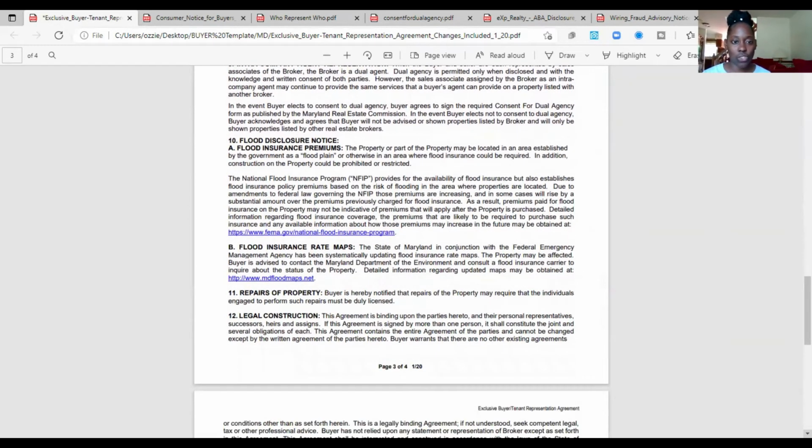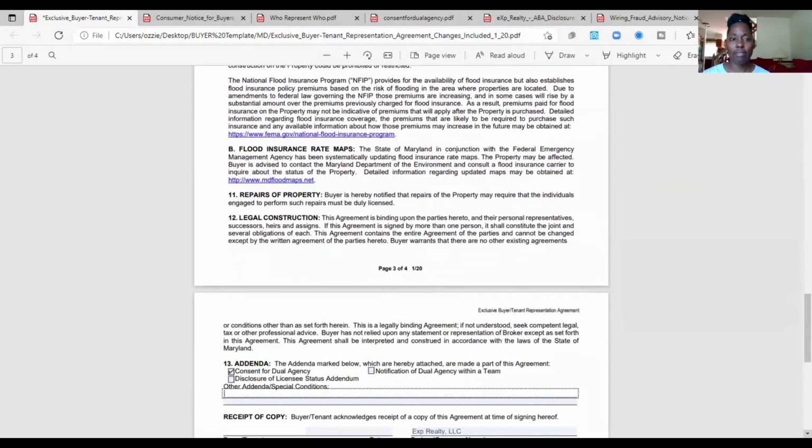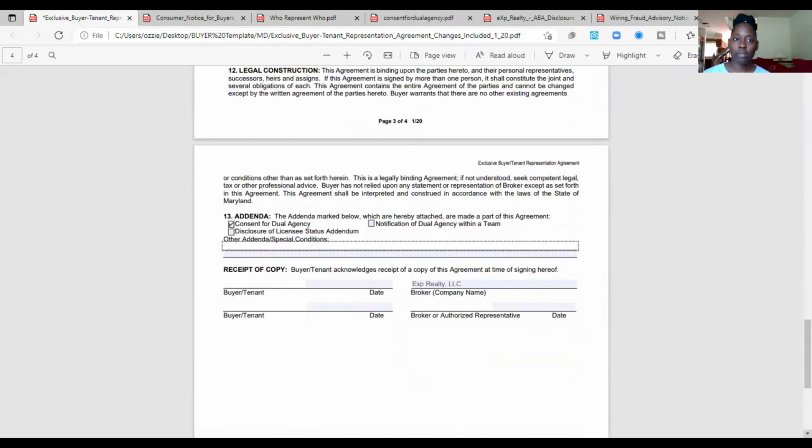Most of that is the flood disclosure, and they have links there for you as a buyer to utilize and educate yourself. You know, flood maps are there. Paragraph 11 talks about repairs of the property. Paragraph 12 discusses legal construction. Paragraph 13, in my buyer agreement, I include a consent to dual agency, and we will get into that document later. Here, you sign as the buyer, and I will sign on behalf of my broker. So that is the buyer agency agreement.